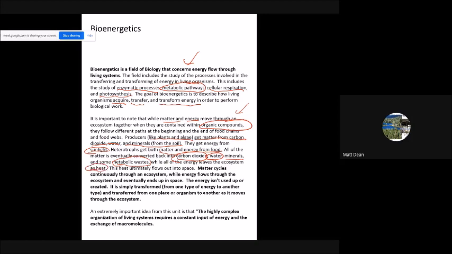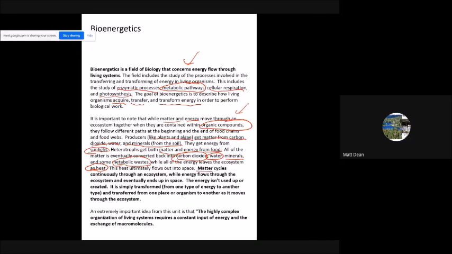Now, a lot of people talk about energy getting used up. Energy doesn't get used up. One of the most important ideas in science is the law of conservation of energy. And that law says that energy can't be created or destroyed, but it can be transferred from one thing to another. And it can also be transformed from one kind of energy to another kind of energy. But the amount of energy that goes into an ecosystem is eventually the same amount that comes out. It just comes out in a different form. It comes out as heat, which is really hard to reuse again.